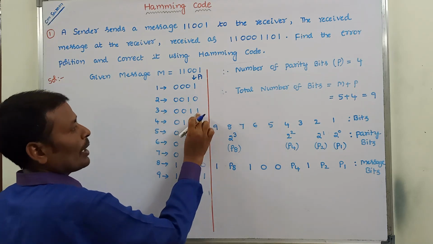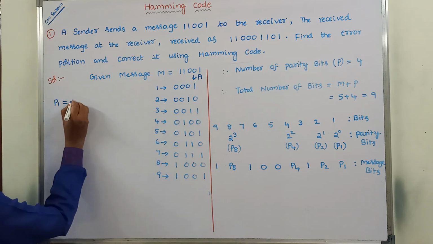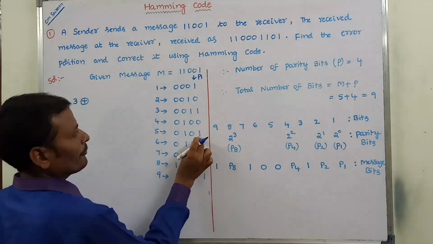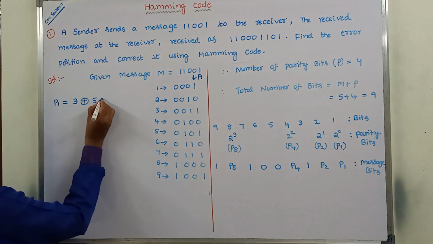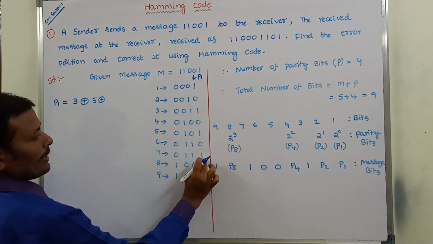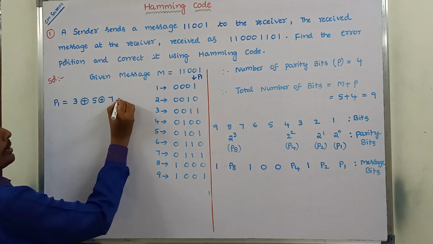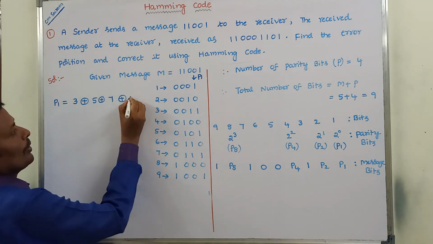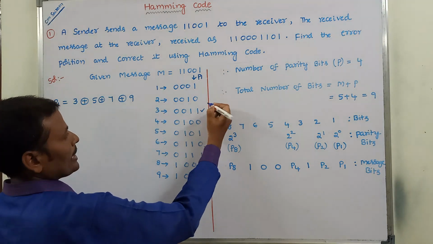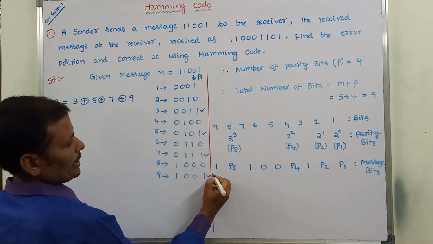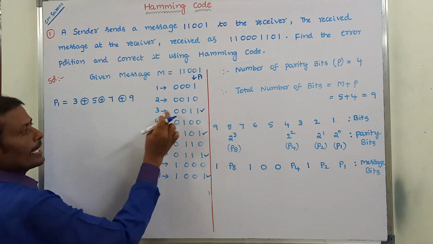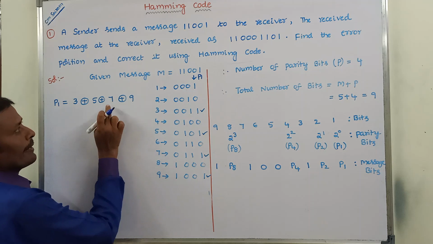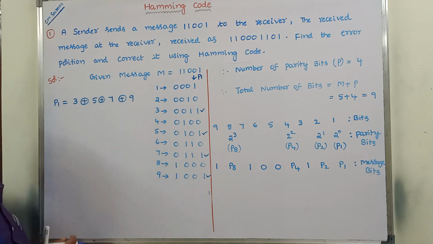Next, 1 is there at the third position, exclusive OR, next the fifth position, exclusive OR, next the seventh position, exclusive OR, next the ninth position. So here 1 is there at the third position, here at the fifth position, here at the seventh position, and here at the ninth position.